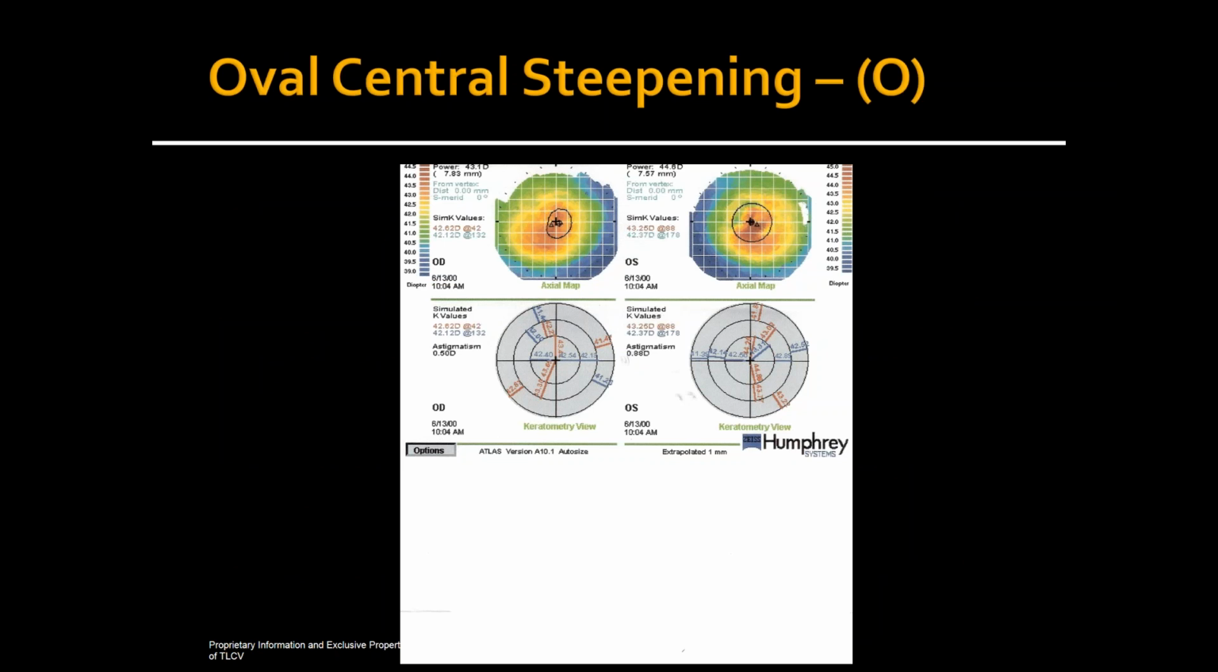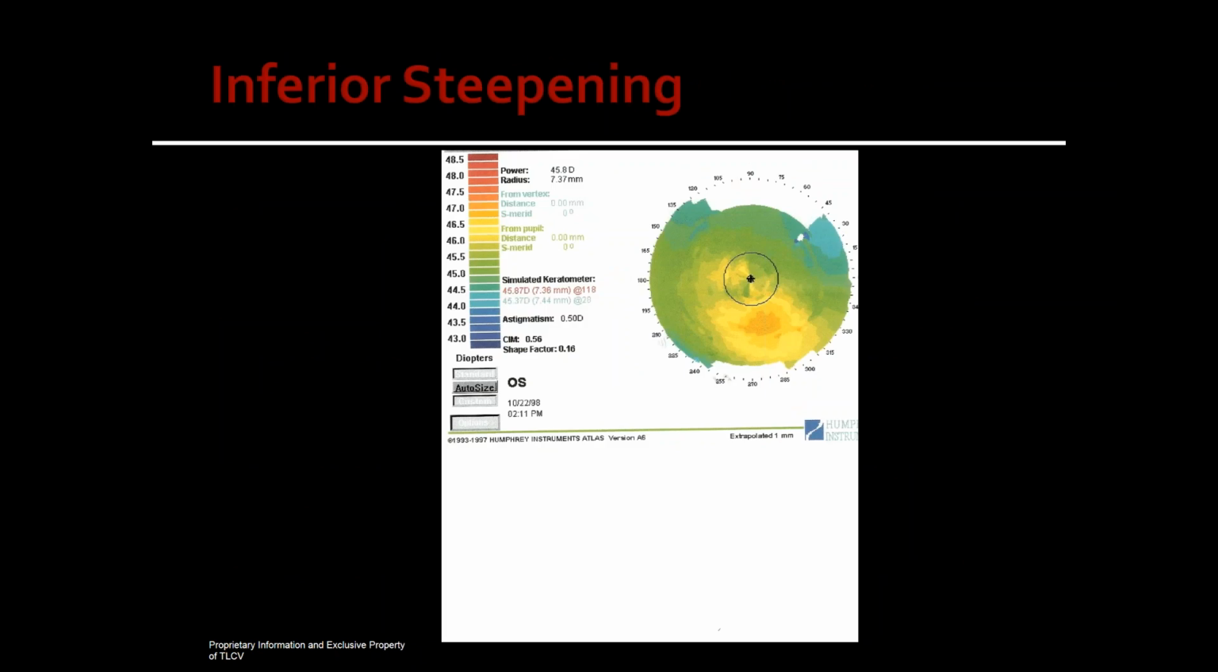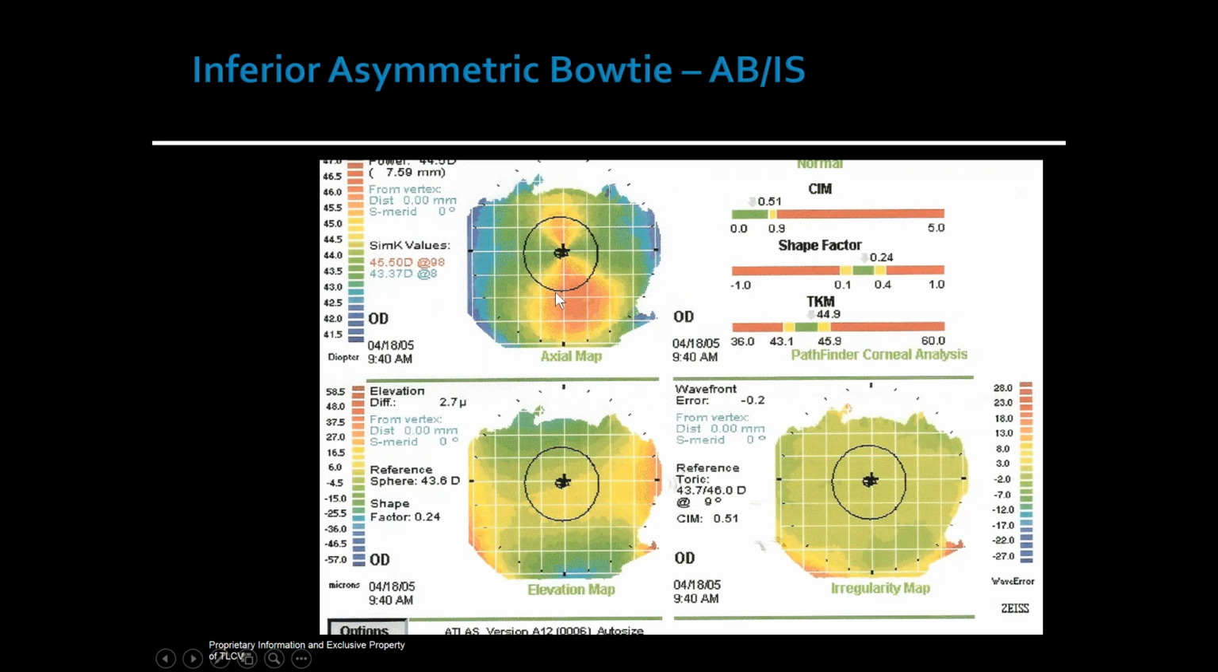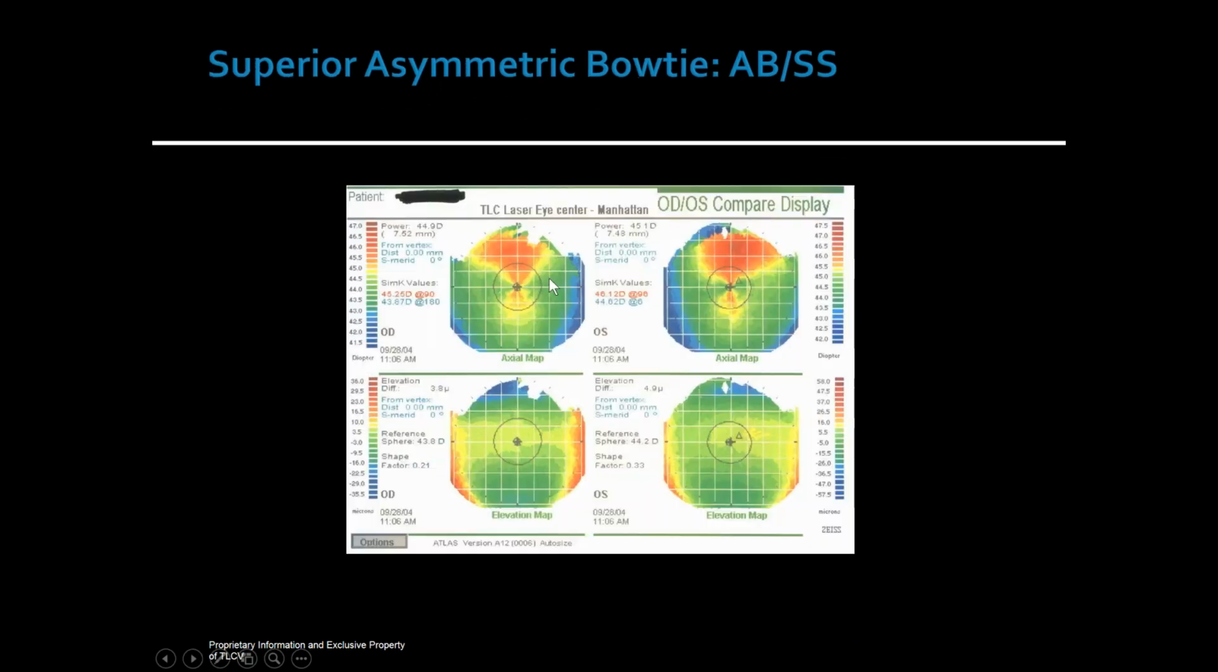Here's an example of an oval central steepening or round topography. Here's an example of a patient with inferior steepening, where you can see the inferior lobe of the astigmatism is much more prominent than the superior lobe. Here's an inferior asymmetric bow tie, or AB/IS, again where you have prominent inferior steepening and a less prominent superior lobe. Here's a less common but something we see, a superior asymmetric bow tie that has no significant skew.